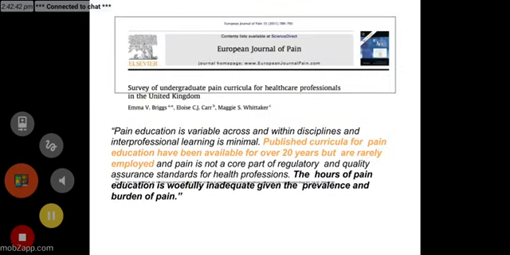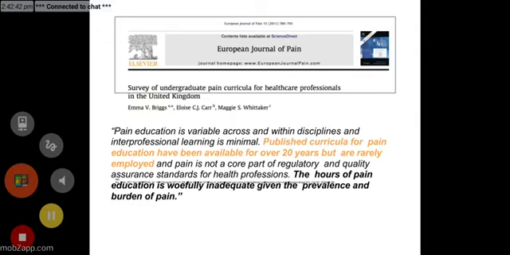There is also a paper published in the European Journal of Pain. They wanted to check the survey of undergraduate pain curricula for healthcare professionals in the United Kingdom. Pain education varies within the disciplines, and interprofessional learning is minimal. Published curricula for pain education have been available for 20 years, but they are rarely employed, and pain is not a core part of the regulatory and quality assurance standards for healthcare professionals. The hours of pain education are widely inadequate given the prevalence and burden of pain.